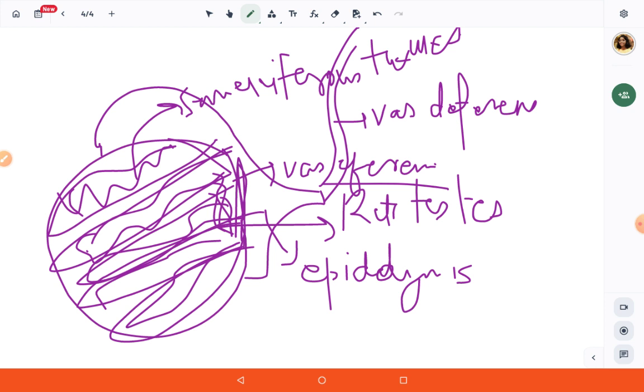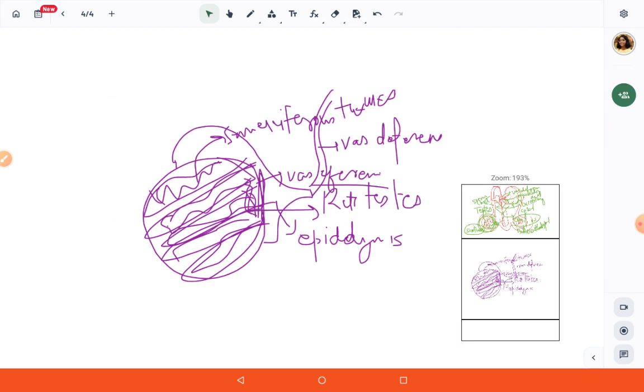Fructose is released. Alright, getting my point? Fructose is released in the seminiferous duct. Why is fructose released? Because the sperm needs energy, right? Sperm needs energy, so fructose is also released. Now understand, I'll make a flow chart.